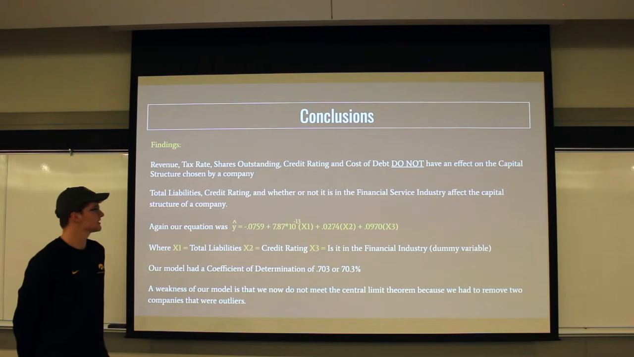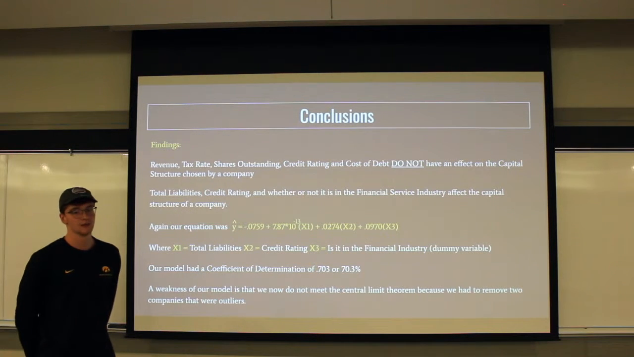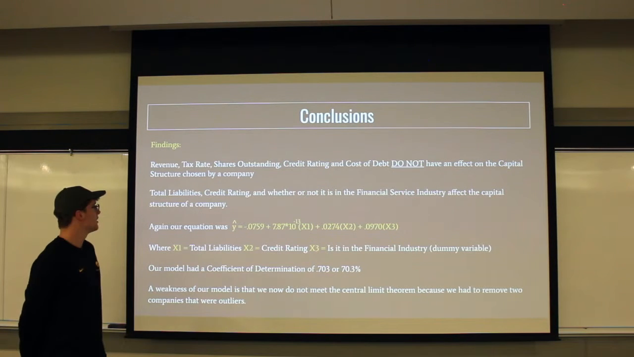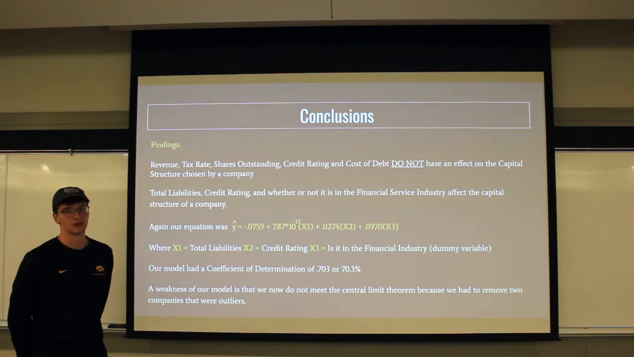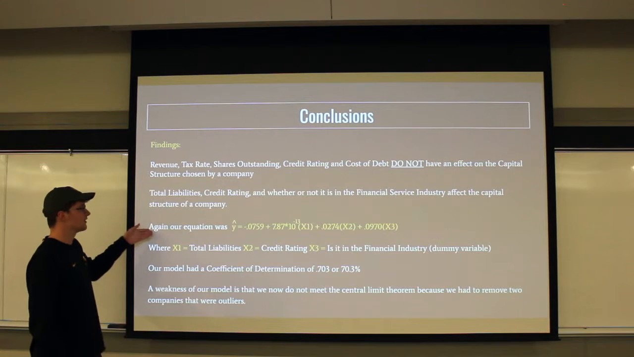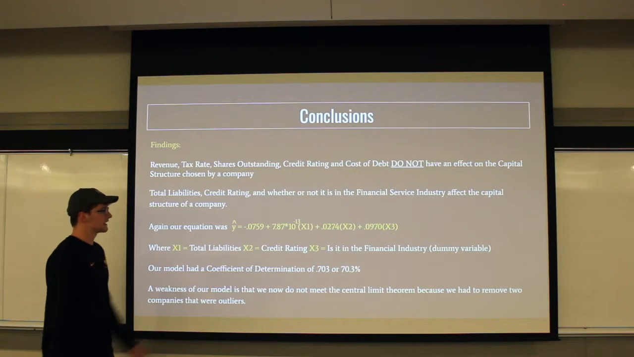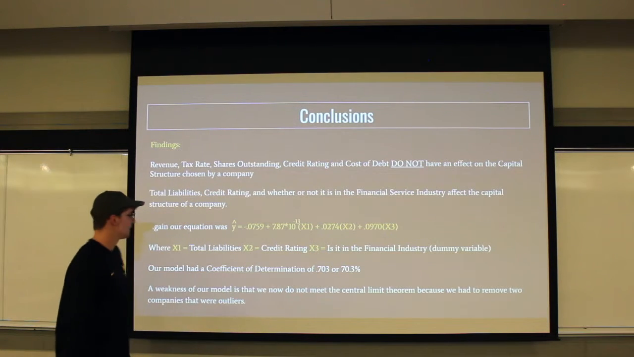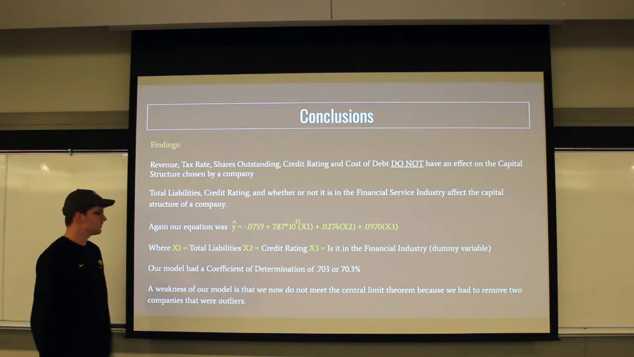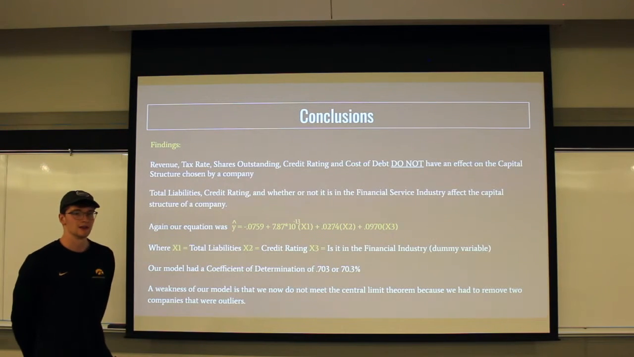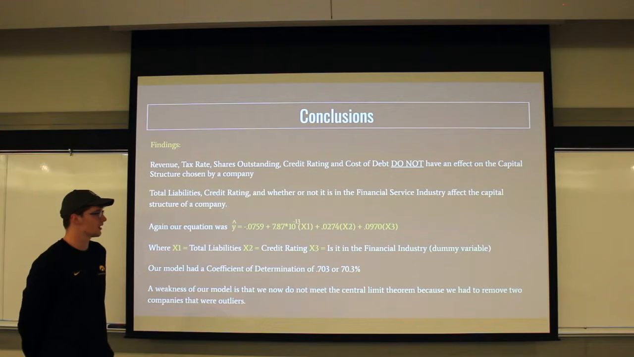To conclude, through our testing, we found that 5 out of the 8 variables did not have an effect on capital structure. Of the 3 factors that remained, we only had total liabilities, credit rating, and whether the industry was a financial service. Once again, our equation is seen here. The first variable being total liabilities, the second being credit rating, and the third is whether or not it's a financial industry. Our model coefficient of determination was 0.703, so that means only 30% of our company was unaccounted for.